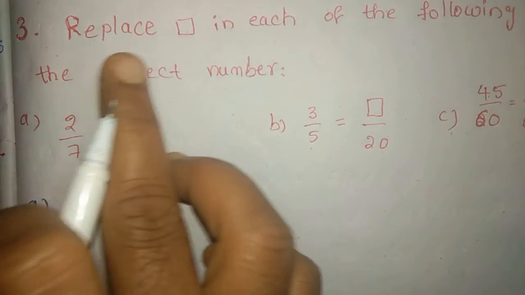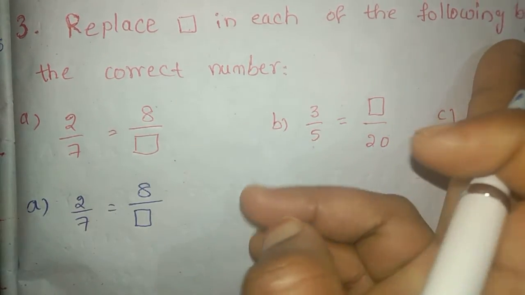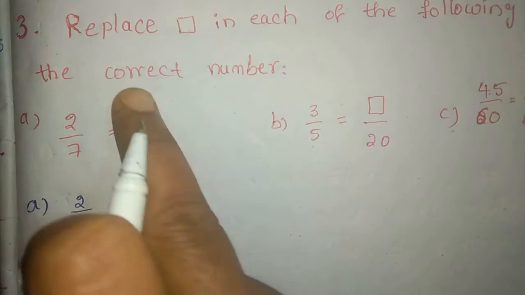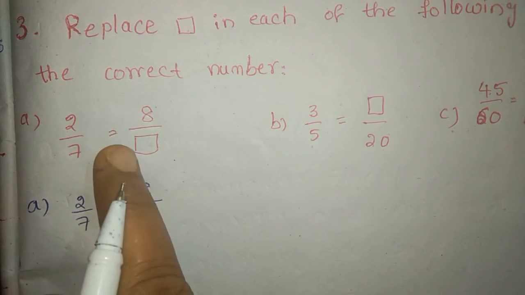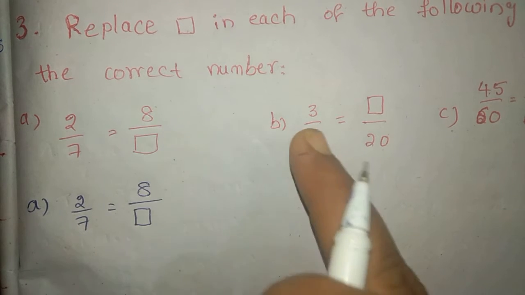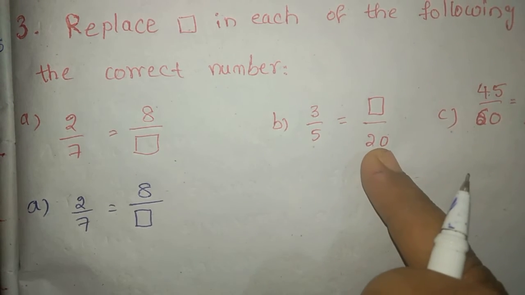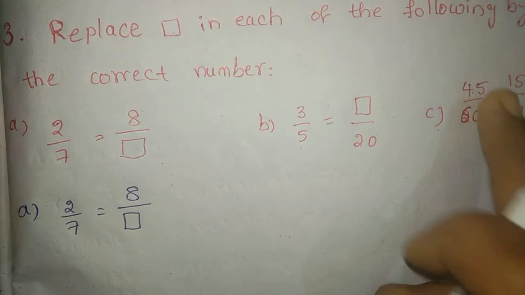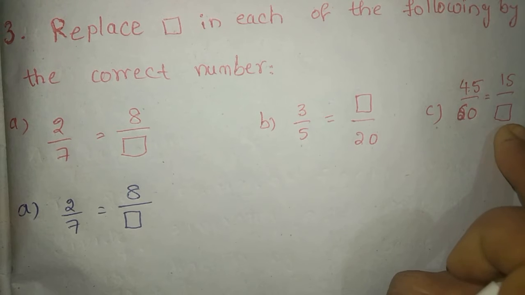Third problem. Replace the empty box in each of the following by the correct number. A, 2 by 7 is equal to 8 by empty box. B, 3 by 5 is equal to box by 20. C, 45 by 60 is equal to 15 by empty denominator.